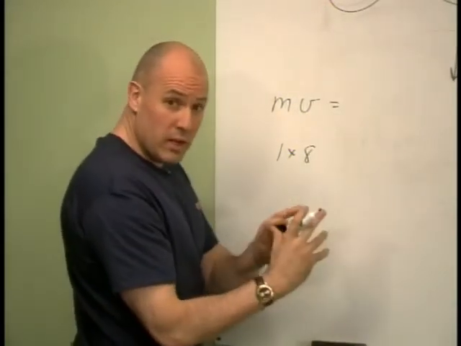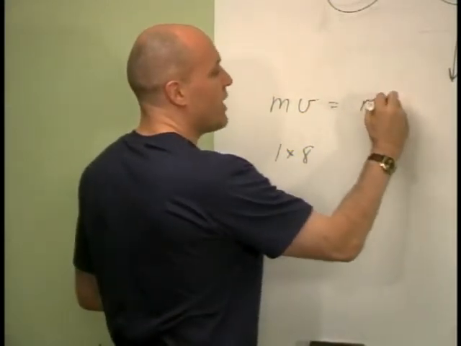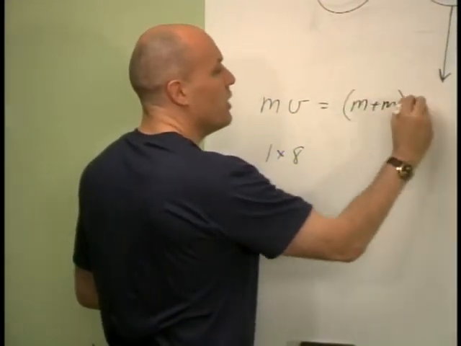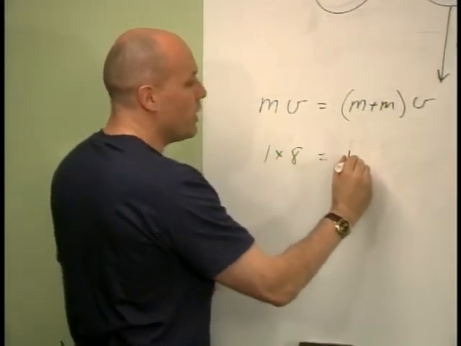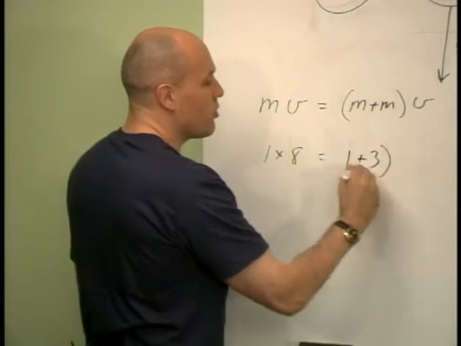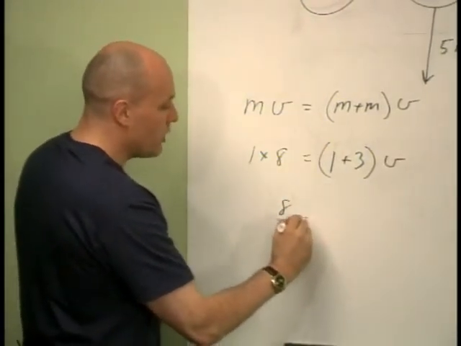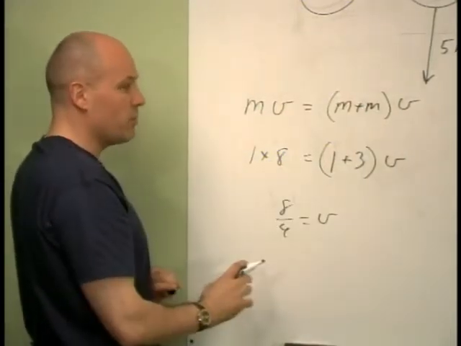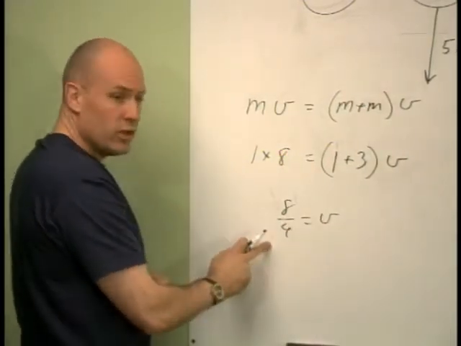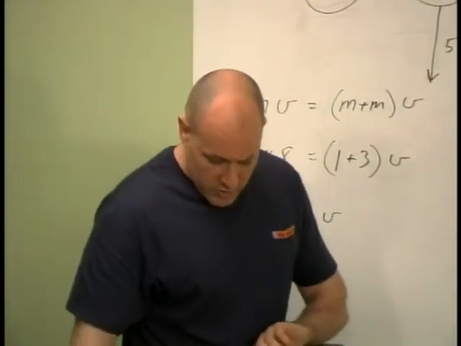In the final momentum, we have 2 masses moving, but they're stuck together. So we'll add their masses together, m1 plus m2, times the velocity that we'll solve for. m1 was 1, and m2 was 3, times v. So we end up with 8 over 4 as the final velocity. Initial momentum equals final momentum. Solve for velocity, we get 2. Answer choice is B.